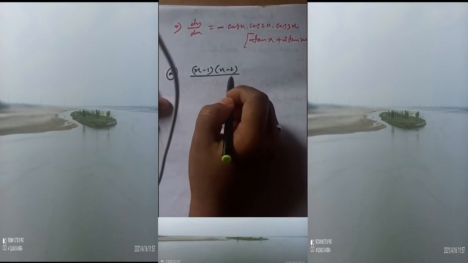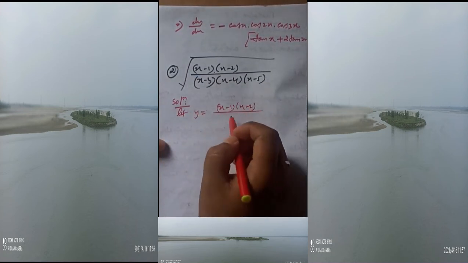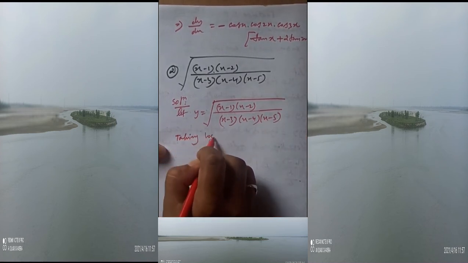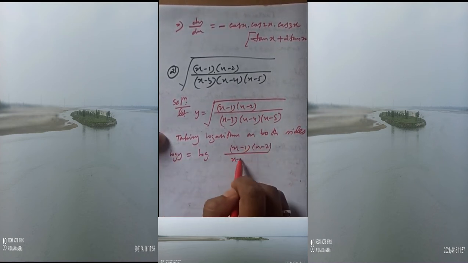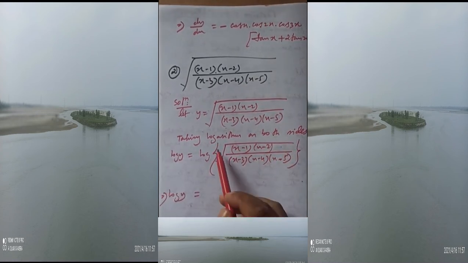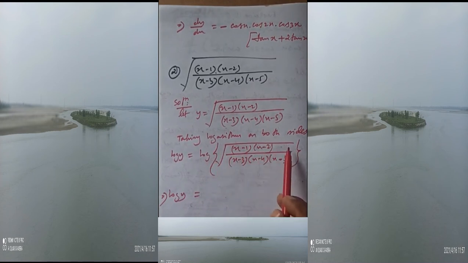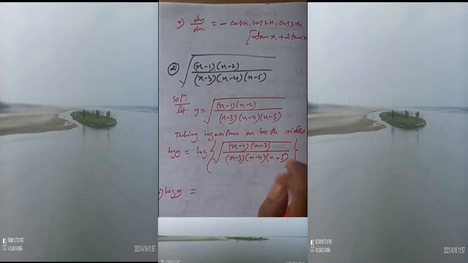And let y equal to the given function. The first duty is to take logarithm. Taking logarithm, we get log y equal to, now you see, first you have to convert this square root as a power. There is a square root. That means the whole power is how much? Half. Yes, the whole power is half.